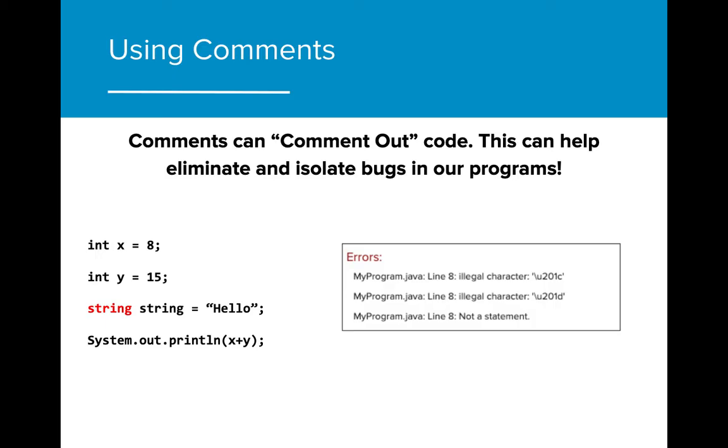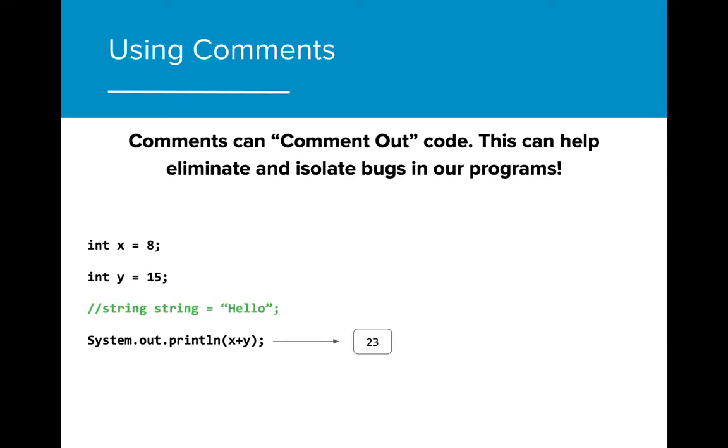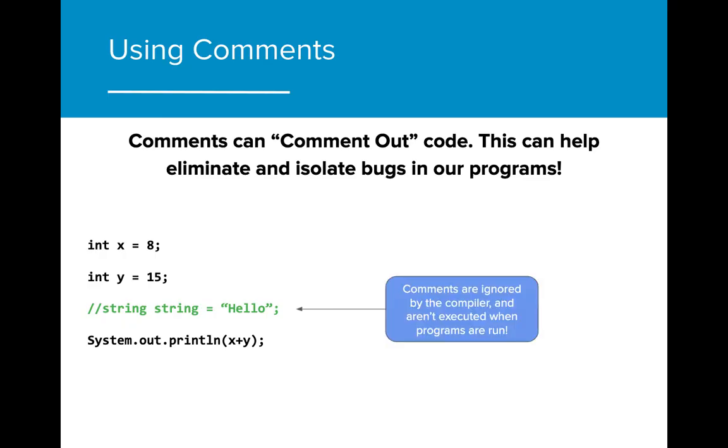We might notice that string is written in lowercase, but if we were unsure that this was the cause of our error, we can comment out this line of code to prevent it from executing. When we comment out that line of code, we see that the code executes properly without throwing an error. This is an indicator that the line of code that we commented out is probably the cause of the error, and we can focus on fixing that line of code in order to make the program work. This works because comments are ignored by the compiler and aren't executed when programs are run. Consider using comments as a debugging tool to help figure out what isn't working with certain problems.